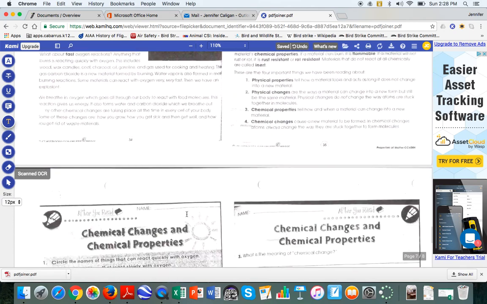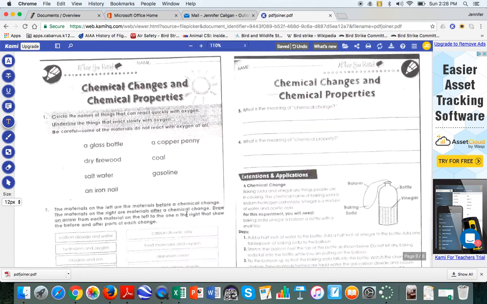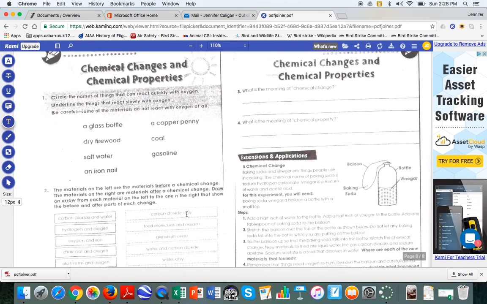All right, so we've already read through this. We're going to come on down here. We're almost done. Hooray, hooray. I know this is exciting stuff. Circle the names of things that can react quickly with oxygen. Underline the things that react slowly. Be careful, some of the materials do not react at all. Ooh, I like it. Circle the things that are quick to react with oxygen.